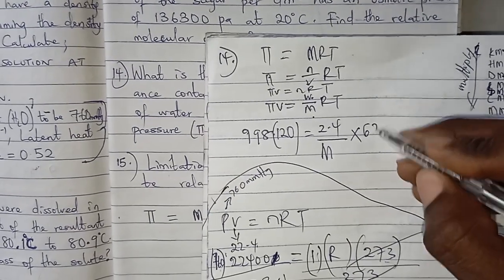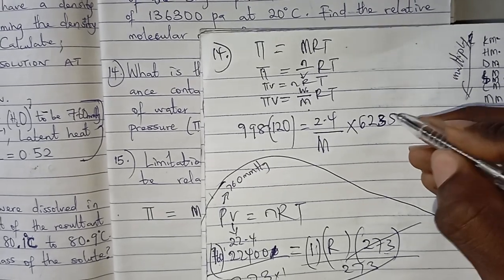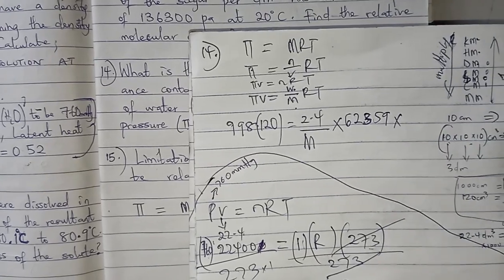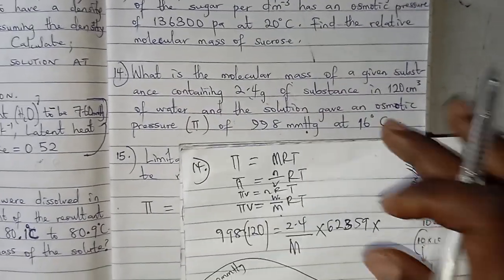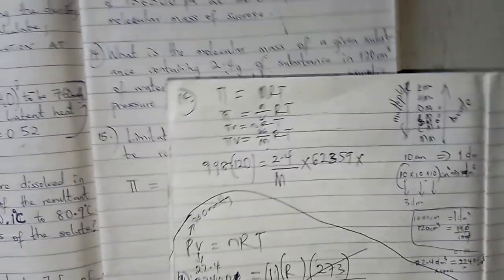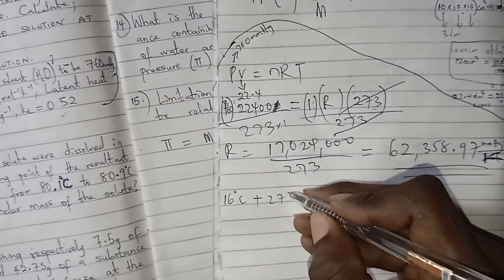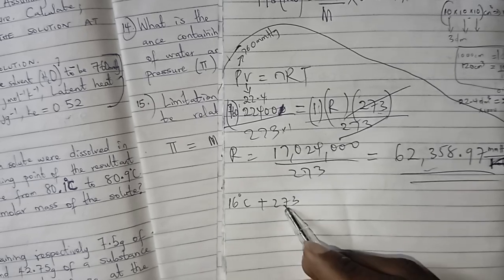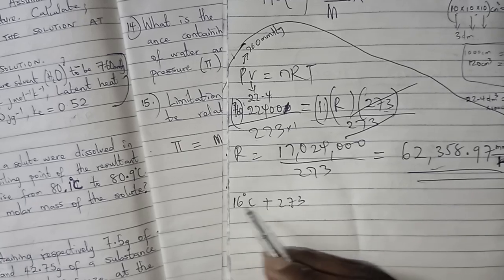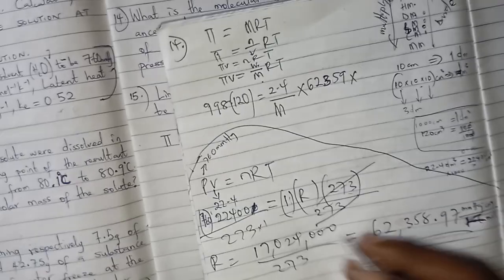So I have 62359 times temperature. I use Kelvin, so I will maintain it. This is 16 degrees, and I have to convert that 16 degrees to Kelvin. Because I used Kelvin to calculate, when I do 16 degrees C plus 273, you get 289 Kelvin.